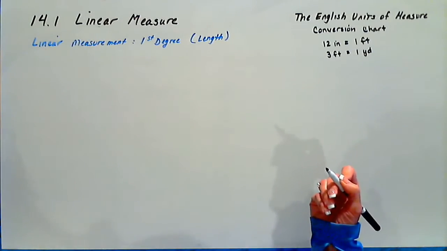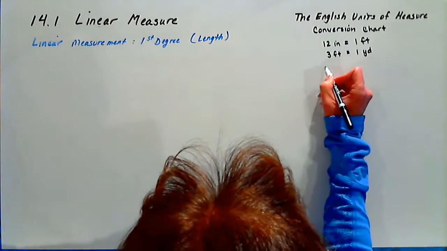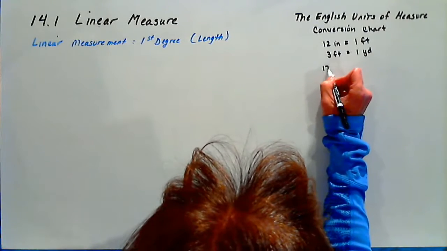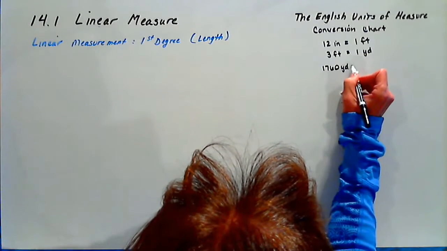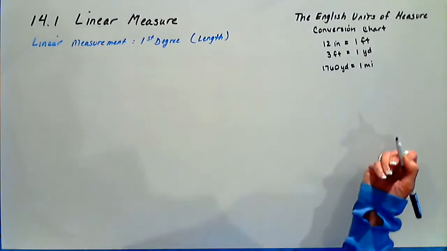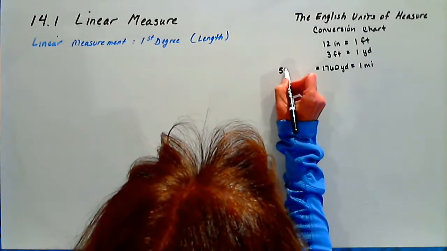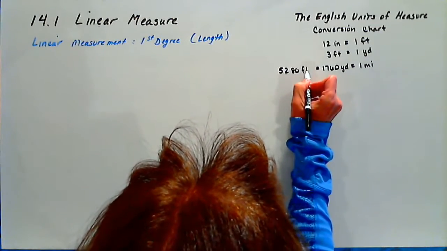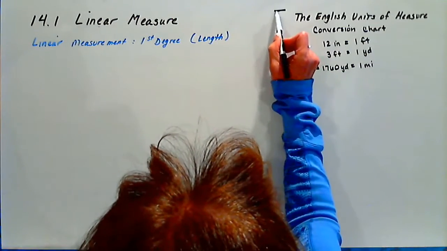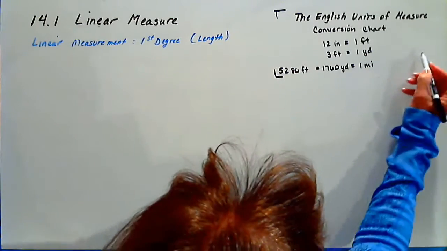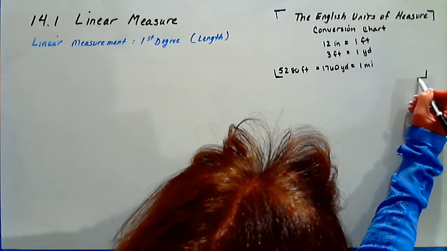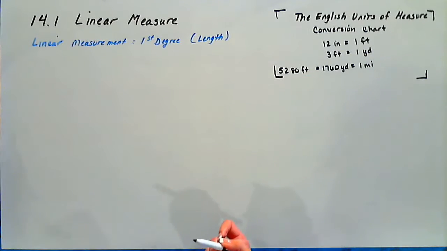Not sure whether you know how many yards are in a mile, but there are 1,760 yards in 1 mile. Or some people are more familiar with 5,280 feet in a mile. So here are our units of measure for our English system, the system here in the United States. So we're going to practice that first of all. All of these represent the same unit, 1 unit.